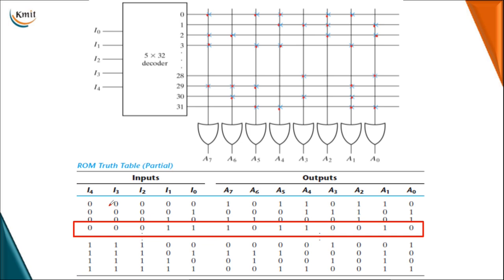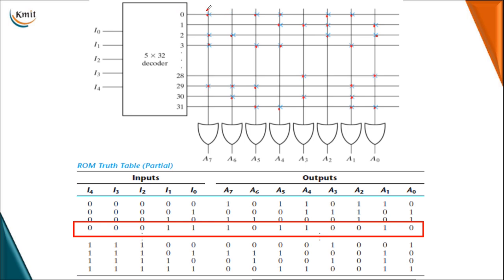Just observe here. The first memory word is selected by transferring all address inputs with 00000. If I transfer 0 to I0 through I4, the outputs obtained on the data output bits are: A0 must be 0, A1 must be 1, A2 is 1, A3 is 0, A4 is 1, A5 is 1, A6 is 0, A7 is 1.